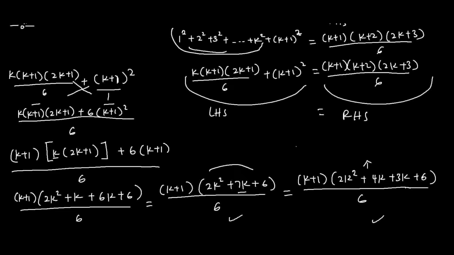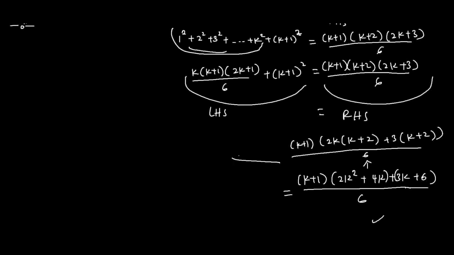So we have k plus 1 multiplying, and I'm going to group them. I'll group this and then group this also. From here I'm going to factor out 2k, so 2k multiply k plus 2. And from here also I'm going to factor out 3, so plus 3 multiply k plus 2, all this divided by 6.